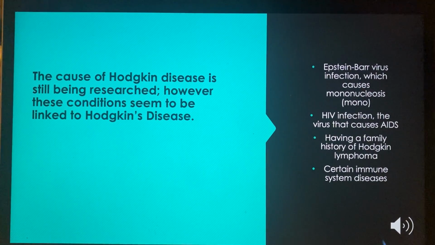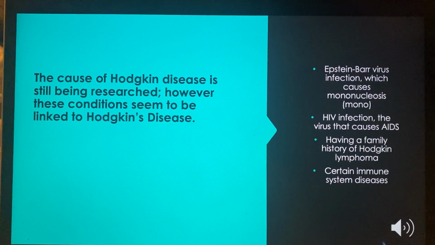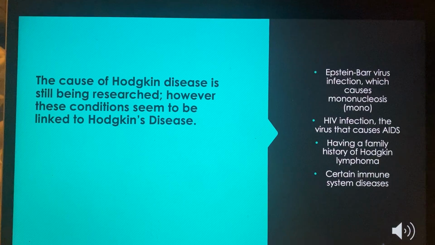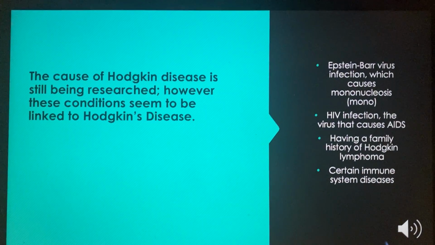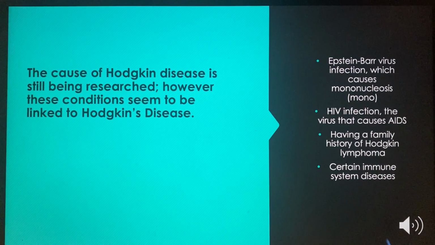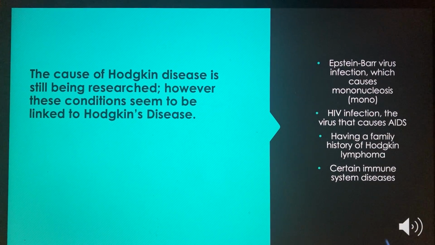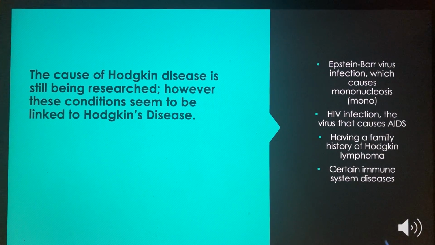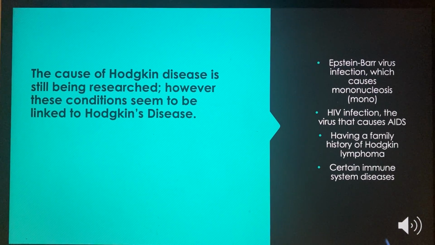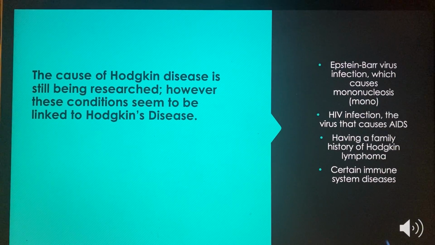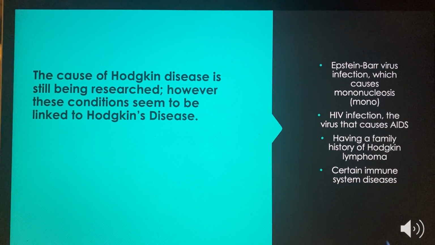The cause of Hodgkin's disease is still being researched. However, conditions such as the EBV infection, otherwise known as Epstein-Barr virus infection, which is the infection that causes mono, HIV, the virus that causes AIDS, having a family history of Hodgkin's lymphoma, and certain immune system diseases have all been known to be linked to Hodgkin's disease.